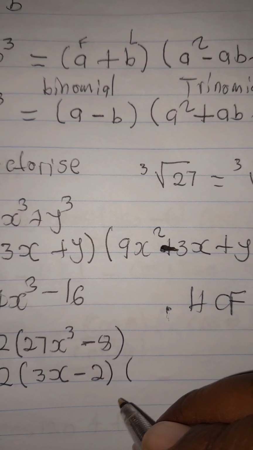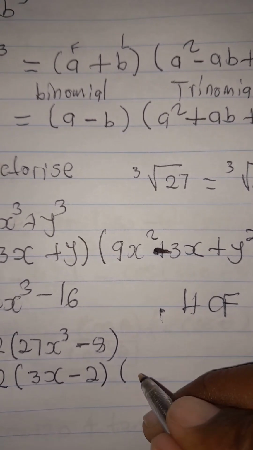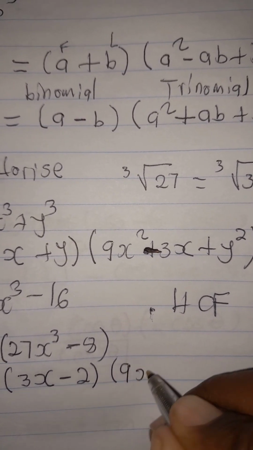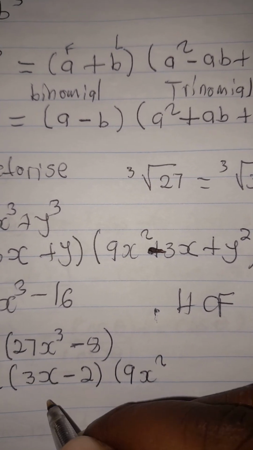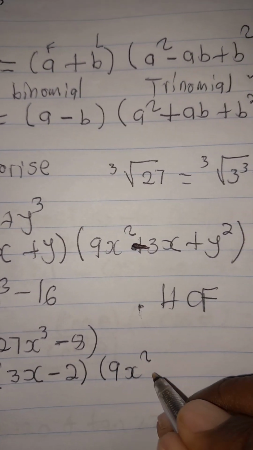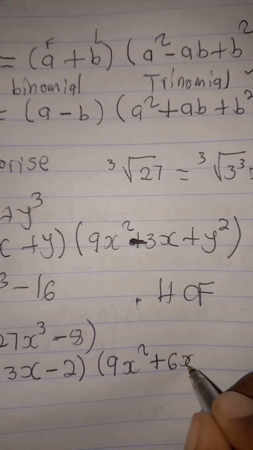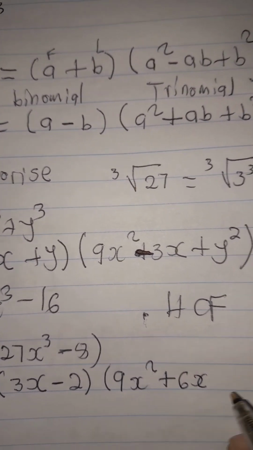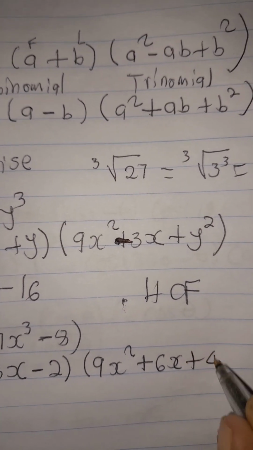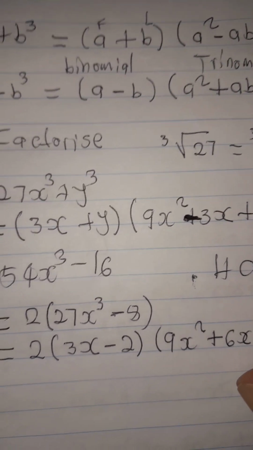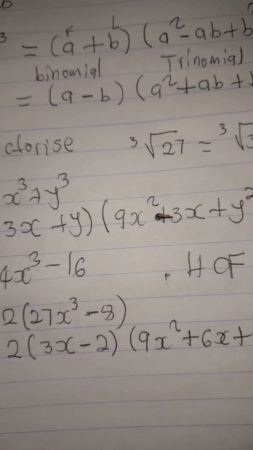Let's find the trinomial. Square the first term. That will be 9x squared. Then the first and the last multiply each other. 3 times 2, that will be 6. So since it's minus, it's going to be positive 6x. Then we square the last, that will be 4. Okay, we are done. Hope you saw what we did there.